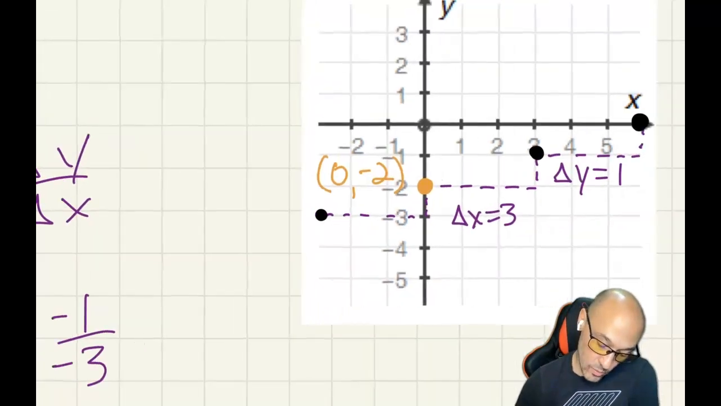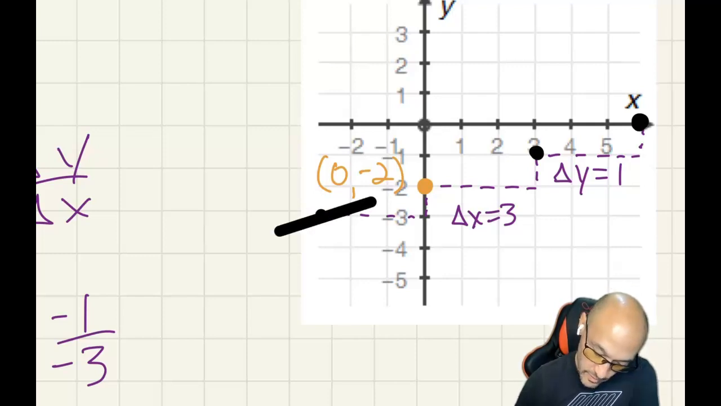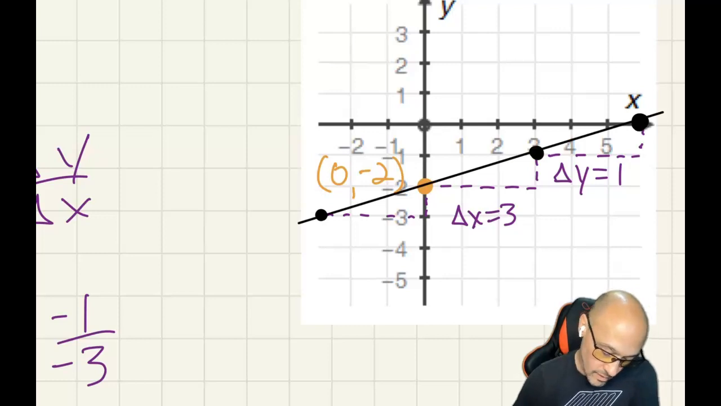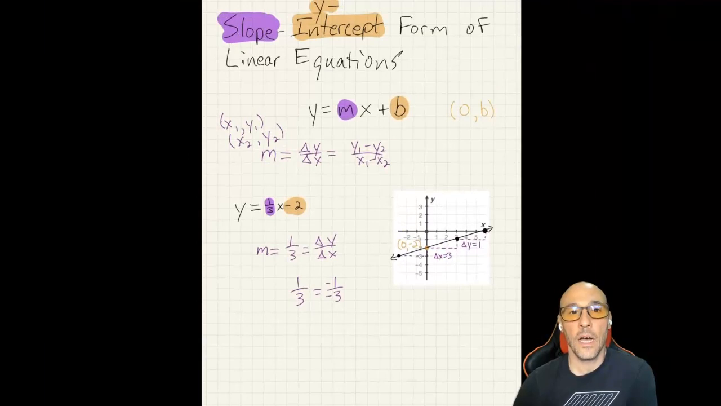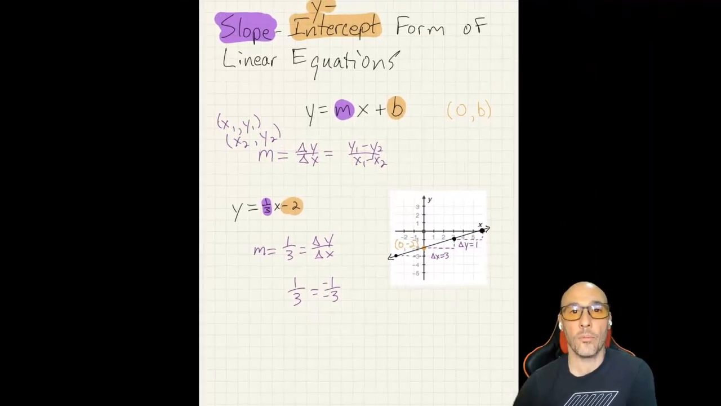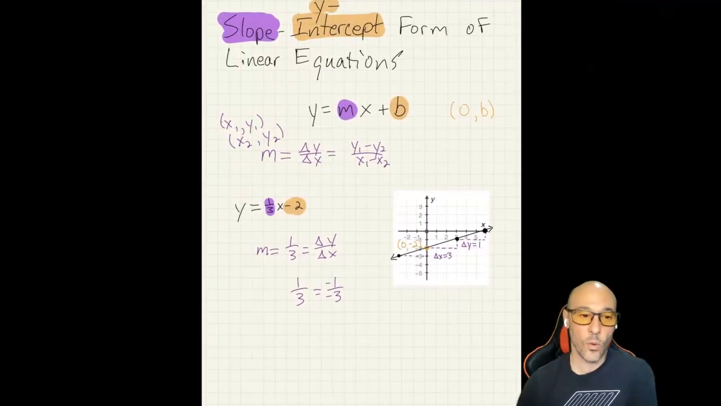And now we can connect all of those with a line that goes just like that. And that is the basic idea of the slope-intercept form of linear equations.